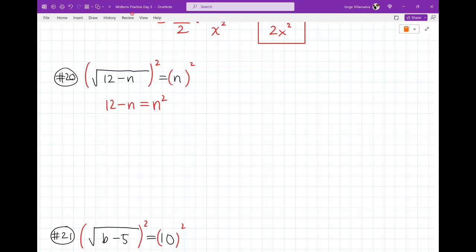That means that I can probably factor it either using binomial factoring by finding the greatest common factor, or by doing x method. There's a lot of different ways we can factor. But in this case, I'm going to have 3 terms. I'm going to move the negative n over and the positive 12 over. And it's going to look like this: 0 equals n squared plus n minus 12.